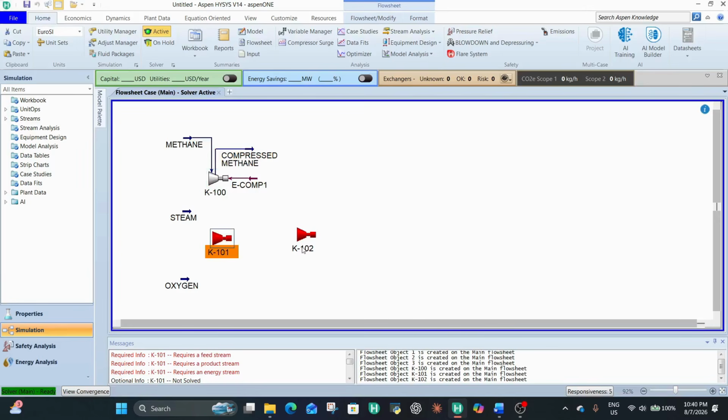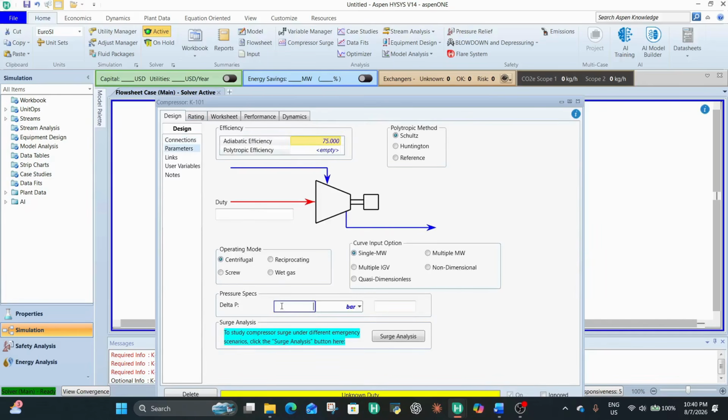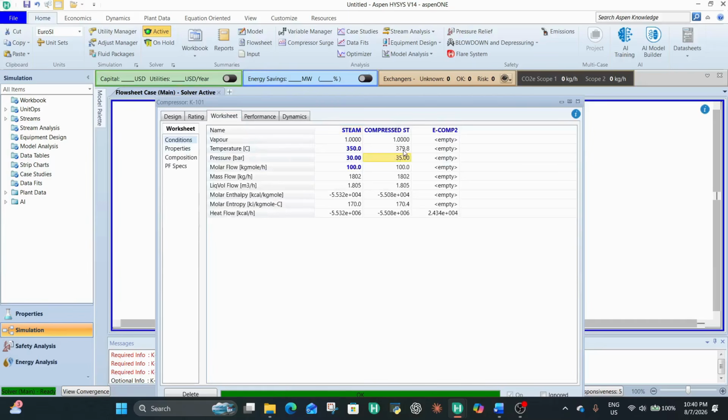And then we have our steam also. Inject our steam. Call this compressed steam. Call this ecomp2, and then give it a positive change of 5 bar, which makes it 35 bar, and the temperature rise works in our favor again.